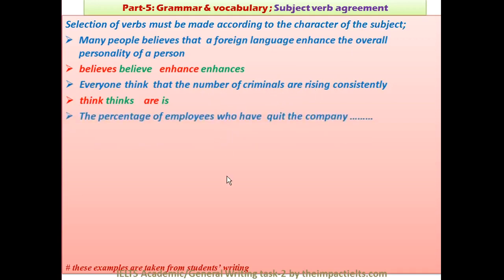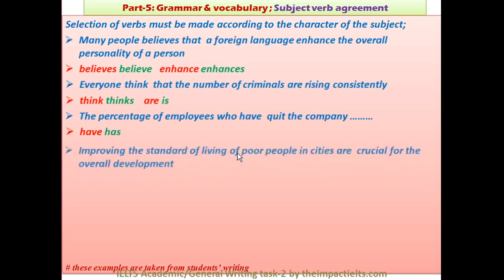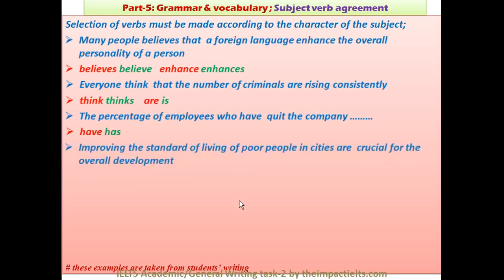Let's take the third question. The percentage of employees who have quit the company, and then whatever, right? So again, the percentage of employees, that's the subject. Who, another connector. Who is again used in place of subject. And then this is the verb have. Let's see what's the problem here. All right. See, have. The percentage of, again, is a singular. The percentage of is singular. So we cannot say have here. The percentage of is used as a singular. So the percentage of employees has quit the company.